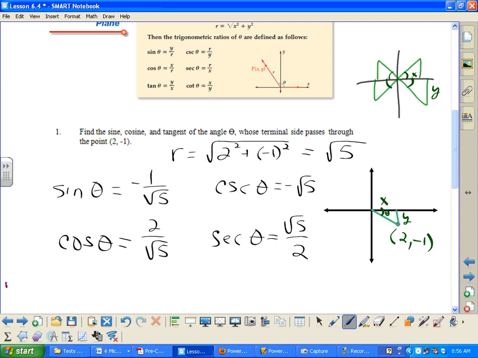Oh, they just asked for sine, cosine, tangent. That's all right, I'm doing all of them anyway. Tangent is y over x, negative 1/2. So even though they didn't ask for it, we'll put them down there anyway. The triangle matters as far as where the point is, but to find the answer to a problem like this, you just need to use those ratios. Put x where it needs to go, put y where it needs to go, and put r where it needs to go.